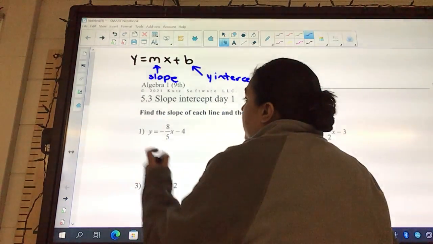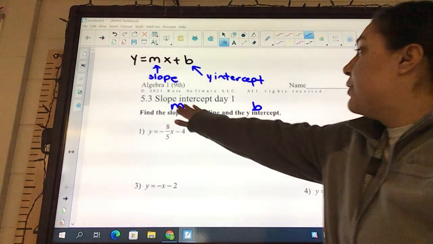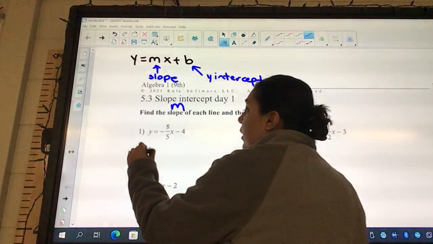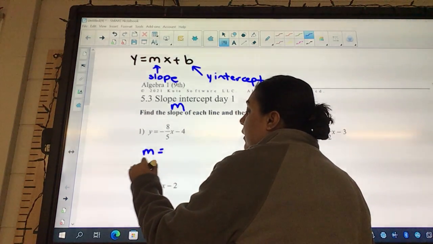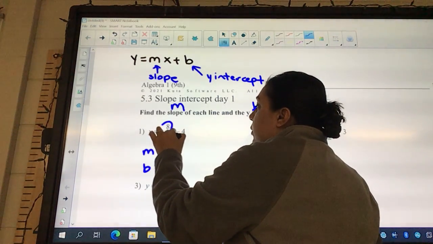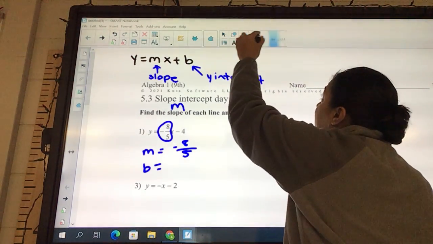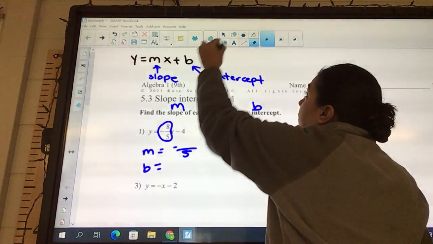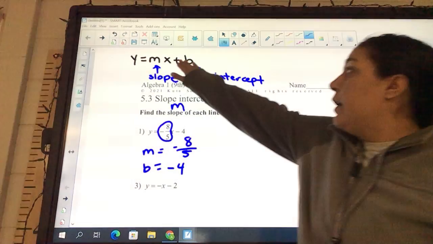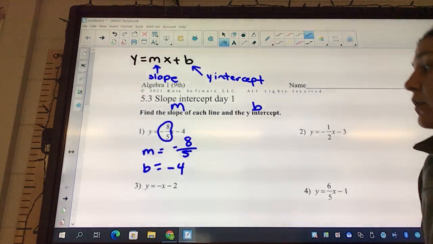On this first one, it says find the slope of each line and the y-intercept. Our slope, we use the letter m. Our y-intercept, we use the letter b. Looking at number one, my slope goes at the part with the x, so it's going to be this part. It's really important that we don't include that x. So my slope is negative 8 over 5, and my y-intercept is going to be negative 4. If it's anything other than a plus, we have to make sure that we include it. So we need to write negative 4. That's all we're doing on these ones.